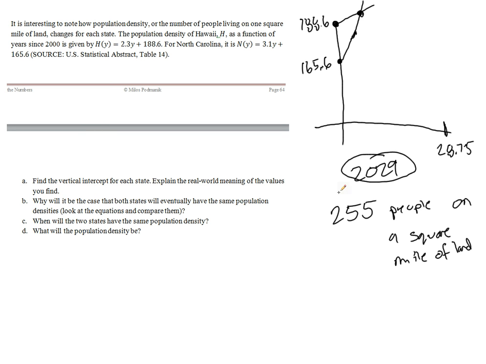And what will the population densities be? They'll be equal, 255. Excuse me, so this should be 28.75 based on the way I drew the graph.